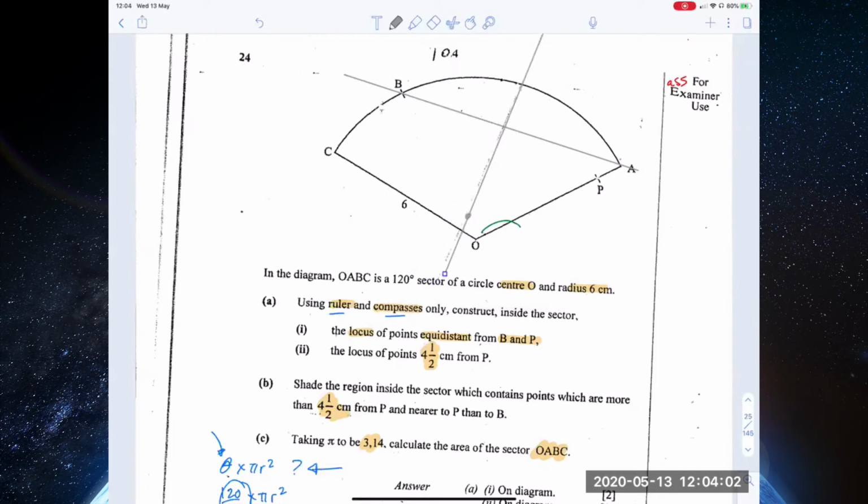Now, something like that. So those lines would have come out something like this. That's called bisecting. Bisecting a line, or a straight line. But you can also bisect an angle.